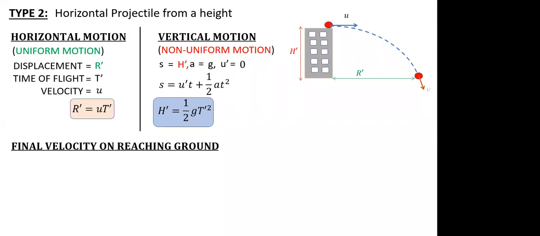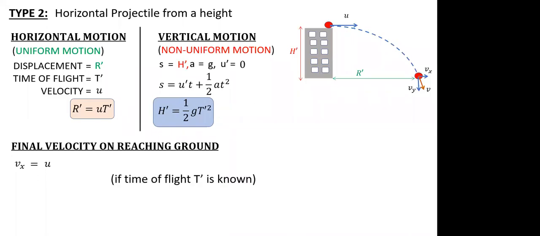Obviously, if it is inclined, I will split that into two components, Vx and Vy. I need to separately find the horizontal and vertical components of velocity. Now we know that horizontal motion is a uniform motion, so obviously the final velocity's horizontal component will be the same. That is going to remain as u, because for the entire projectile, horizontal motion is uniform. So the Vx value will be u.